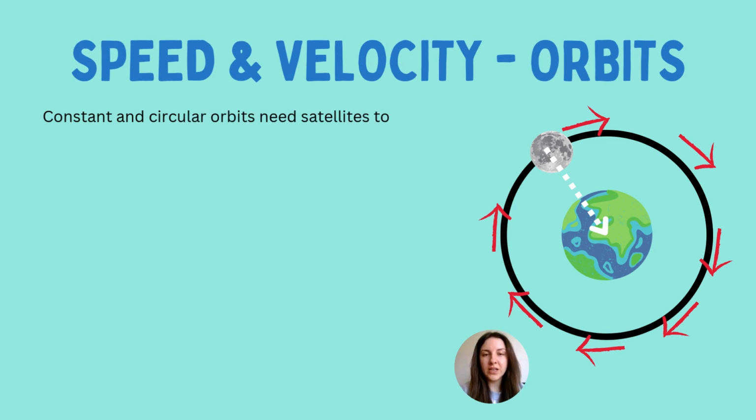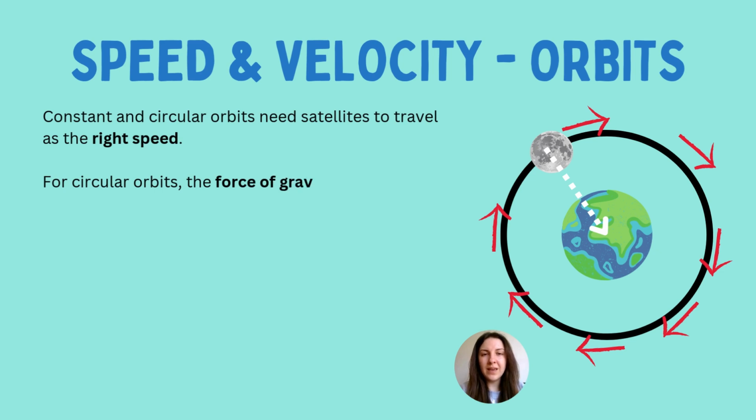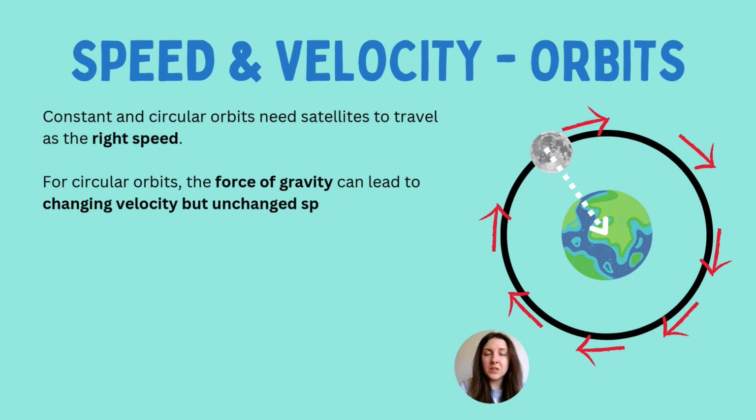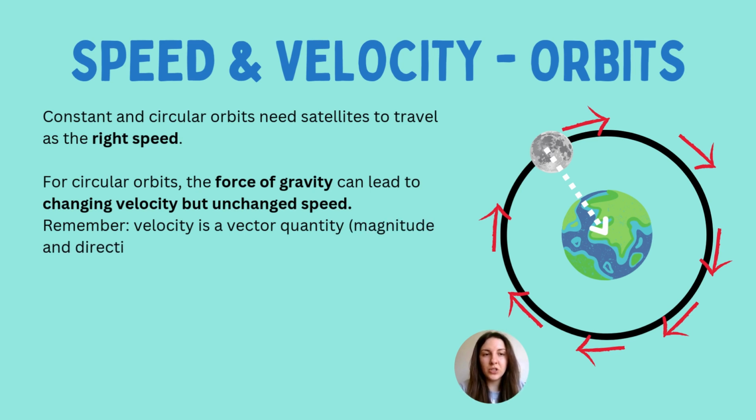And for circular objects, the force of gravity can lead to the changing velocity but an unchanged speed. This is due to velocity being a vector quantity, meaning that it has magnitude and direction. But speed itself is actually a scalar quantity, so it only has magnitude. Now, this causes velocity to change because of the changing direction which occurs all the time.